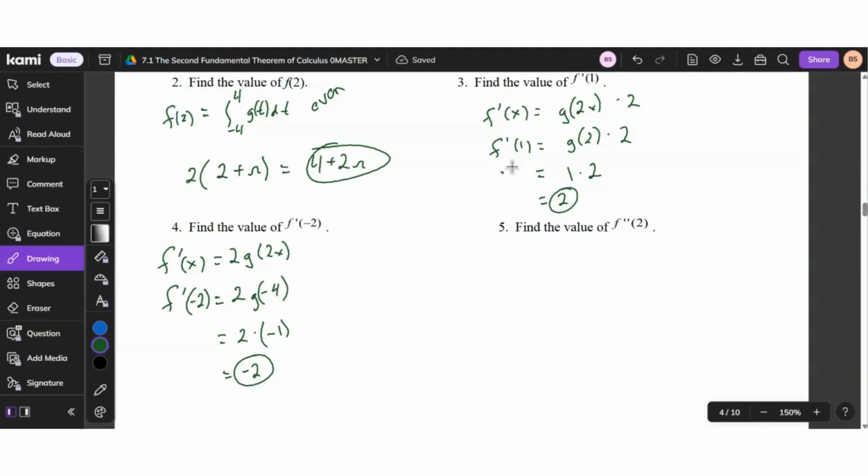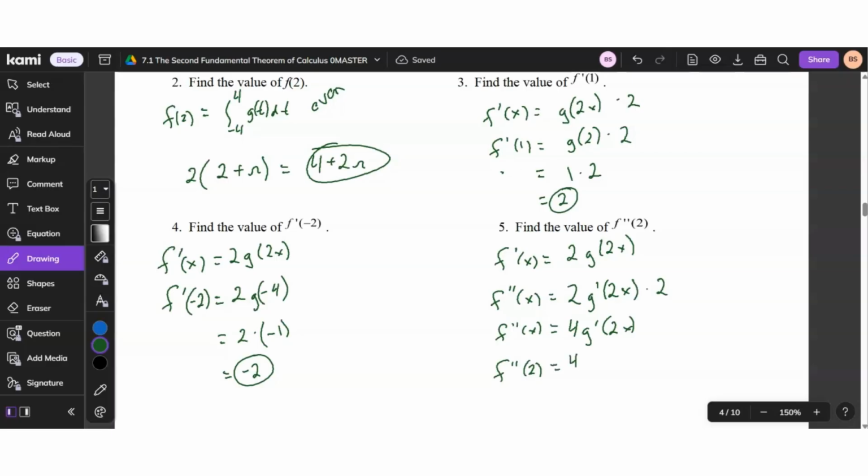All right, what about if we're doing the second derivative? Well, let's start by just finding that first derivative, because we know how to do that at this point. We know that it's 2g of 2x. So then let's go ahead and find g double prime now. So the 2's still there. We're going to have to do a chain rule. So this is g prime of 2x times the inside, which is 2. So in other words, it's going to be 4g prime of 2x. So then we can find f double prime of 2 now, which is going to be 4g prime of 4.